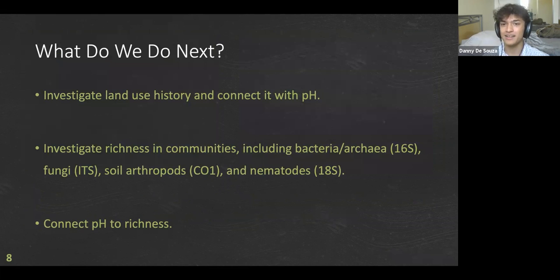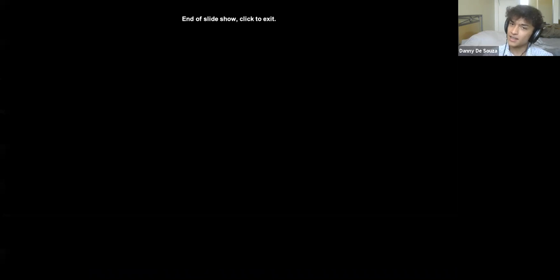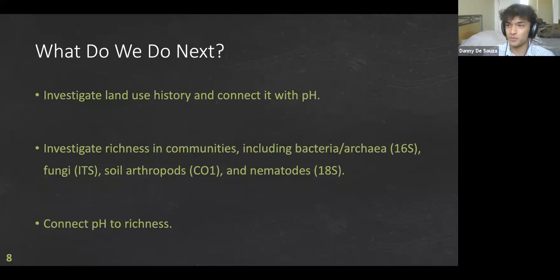So where do we go from here? Next thing we'll do is connect land use history with pH to see how much of an effect it plays. And then we'll investigate our giant data set relating to microbial data and connect that to pH, the pH trends we observed. And open for questions now.